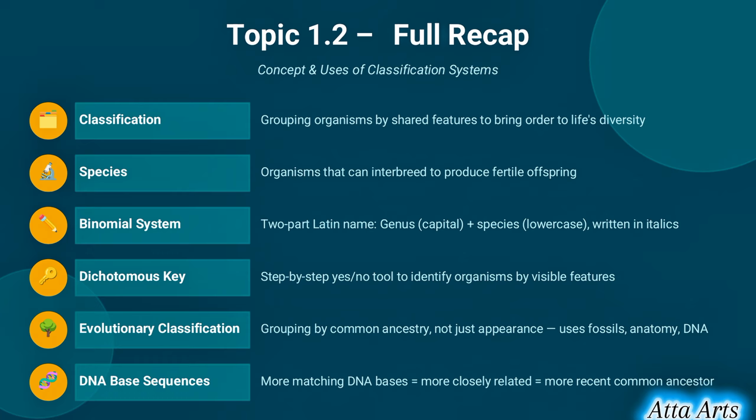Dichotomous key: a step-by-step yes-no tool to identify organisms using only visible features. Evolutionary classification: modern classification groups organisms by common ancestry using fossils, anatomy, and DNA, not just appearance. DNA-based sequences: more matching DNA bases means more closely related, means a more recent common ancestor. These 6 ideas are the core of topic 1.2. If you know all 6, you are ready for the exam.